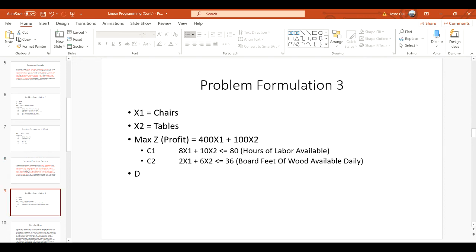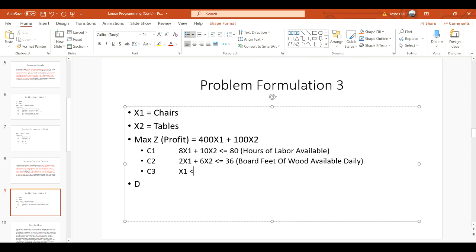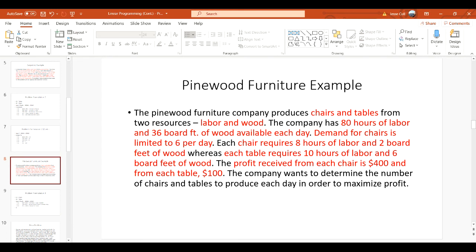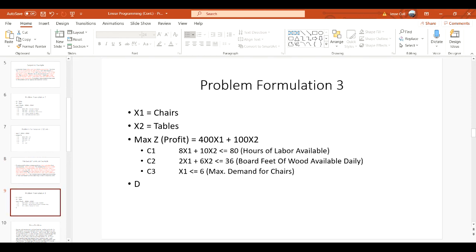Chairs is X1, so C3, X1 is less than or equal to 6. And that's our maximum demand for chairs. So we've accounted for labor and wood, demand for chairs, demand for everything. Our problem has been solved. This time we had only 3 constraints.